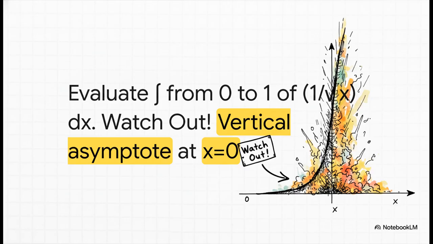Okay, we've tackled a couple of type 1 problems. Let's switch gears and look at a type 2. Now, in this case, our interval is finite, just from 0 to 1. But the problem is our function itself, which has a vertical asymptote at x equals 0. The function just blows up to infinity there.